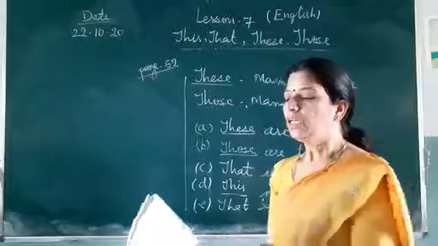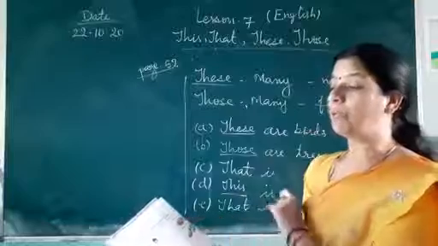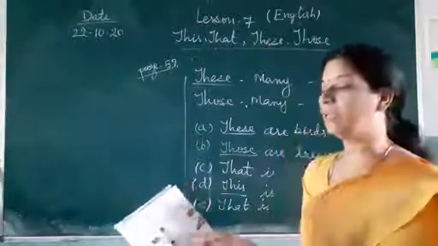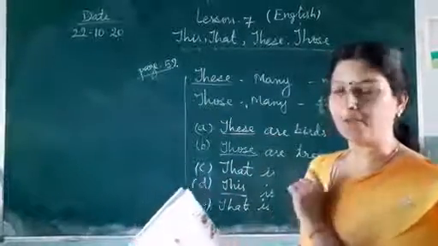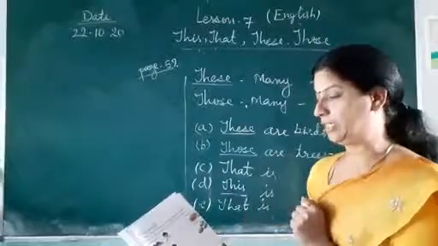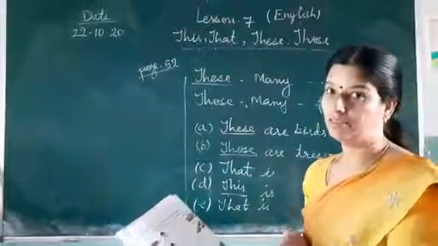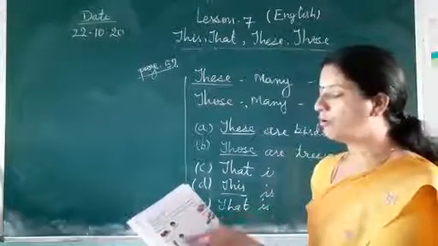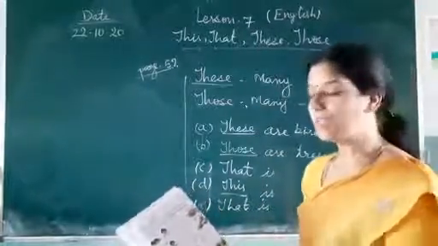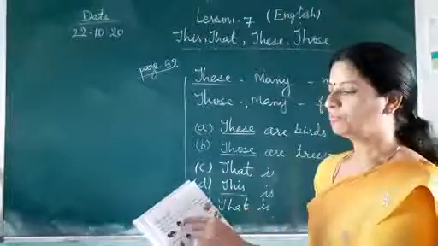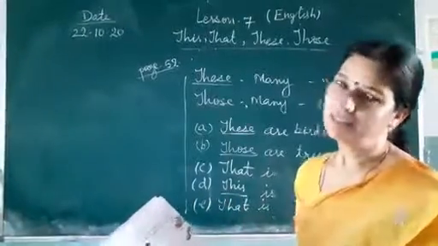Okay? You can see, these are shoes. Those are puppies. This boy is saying these are shoes, those are puppies, because shoes are near to the boy, but puppies are far from the boy. These are umbrellas. Those are cars. Cars are far from the boy and umbrellas are near to the boy. That's why he is saying these are umbrellas, these are shoes, those are puppies, those are cars.